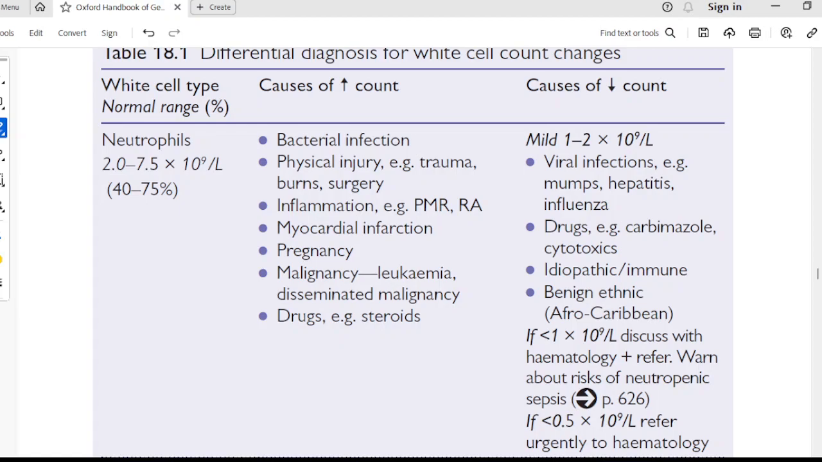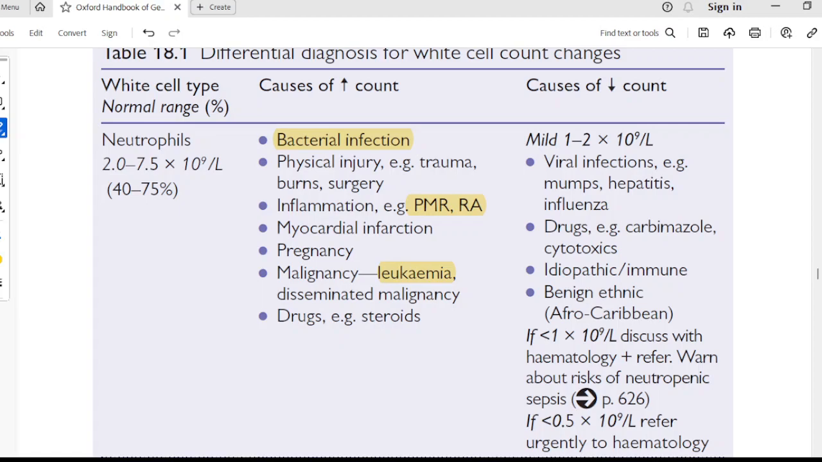Okay, so we already know that bacterial infection will cause neutrophilia, increased neutrophils. Other causes of increased neutrophil count are trauma, burns, surgery, inflammations like polymyalgia rheumatica and rheumatoid arthritis. Myocardial infarction will also cause increased neutrophil counts. Pregnancy, malignancy, leukemias, yes, definitely leukemias with a specific cell lineage will cause increased neutrophils. Disseminated malignancies will cause it because they infiltrate the bone marrow. Drugs like steroids will increase the neutrophil count.